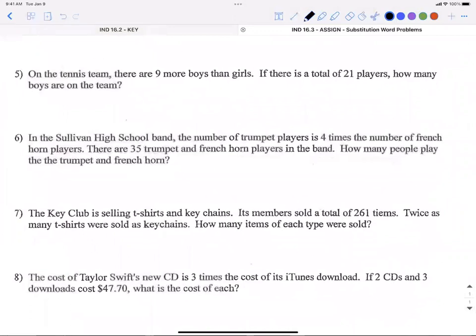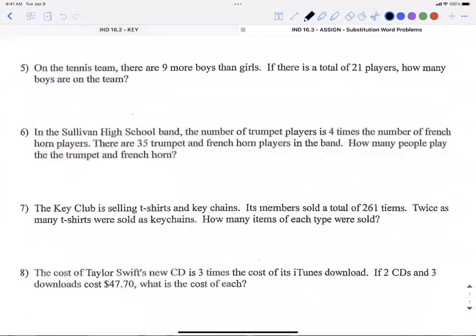All right, so number 5, I have a tennis team that has 9 more boys than girls. So I know I have more boys, right? So I know that one of my equations is going to be B equals. And if I have a total of 21 players, this is one of my clues, I know that my B plus my G equals 21. Okay, that's one equation.